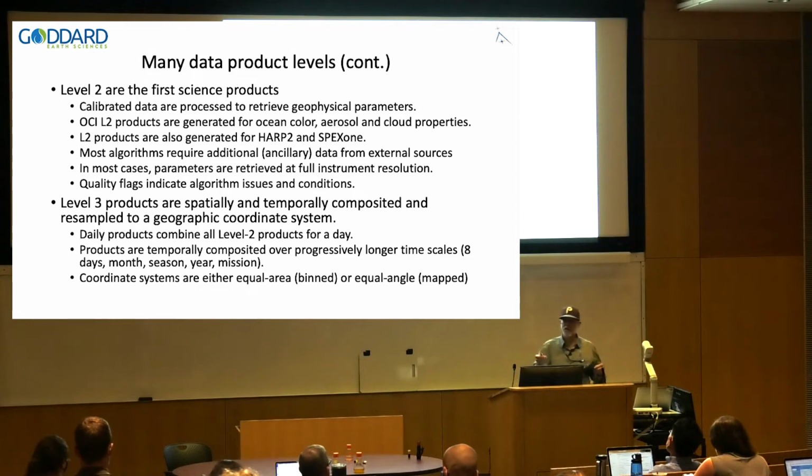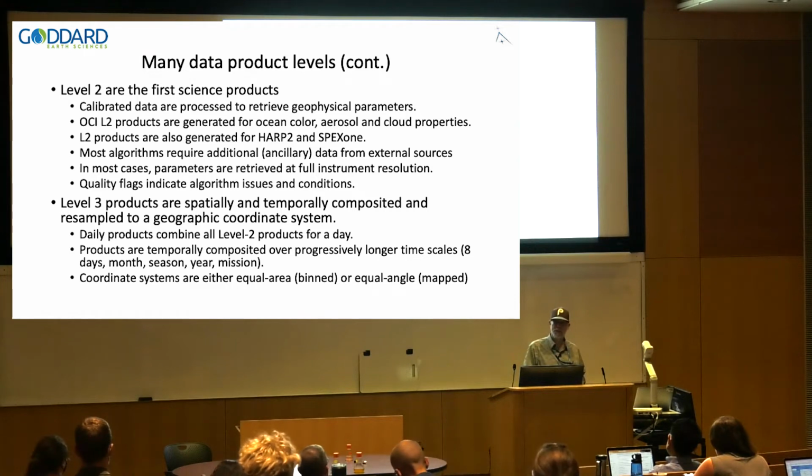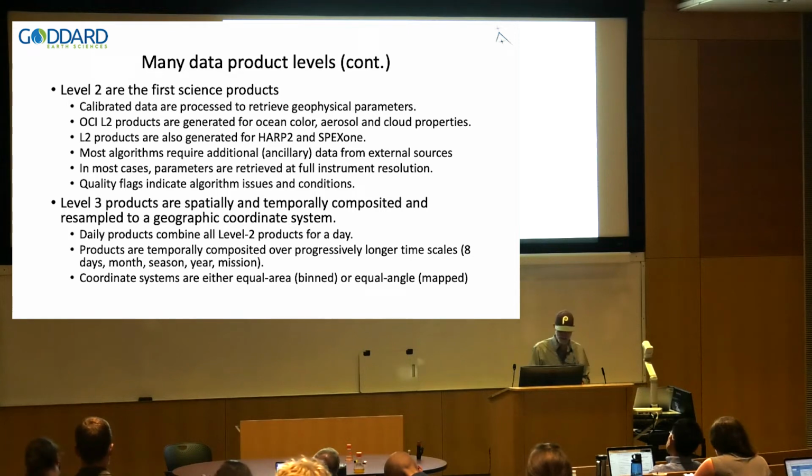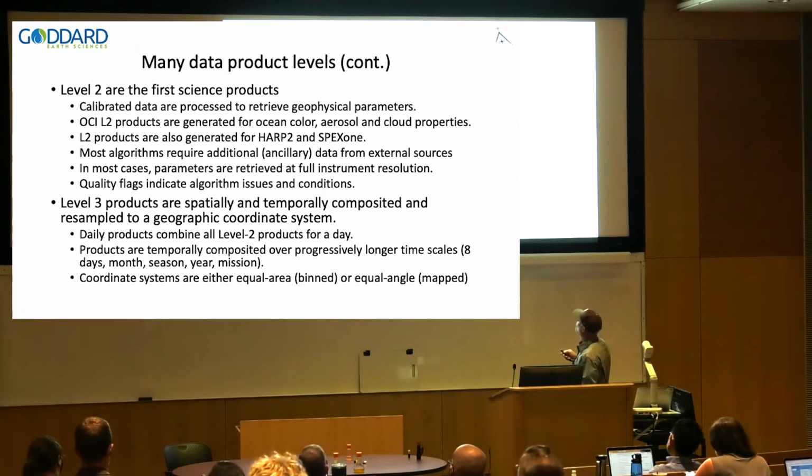And of course, I imagine you've heard quite a bit already about what science products PACE will generate and some of the details of the algorithms, so I'm not going to talk about that again. The point is that level 2 is where all of those algorithms begin to be applied. We take the calibrated data and generate whatever set of parameters, and there's a long list of parameters for PACE. We have the OCI level 2 products, with separate products for the ocean color, aerosol, and cloud properties. We have level 2 products for both of the polarimeters.